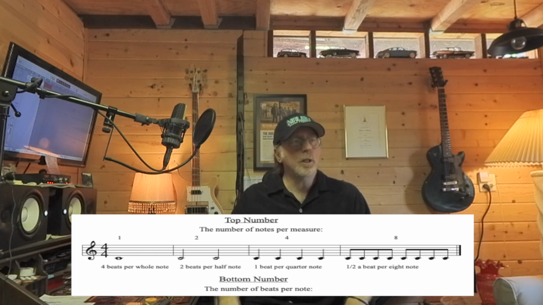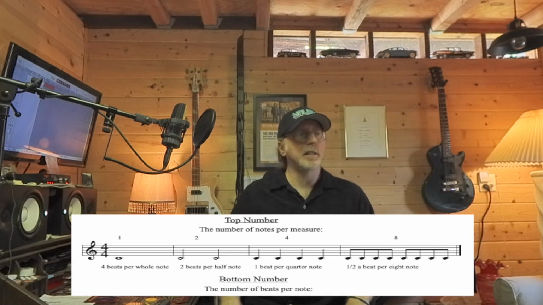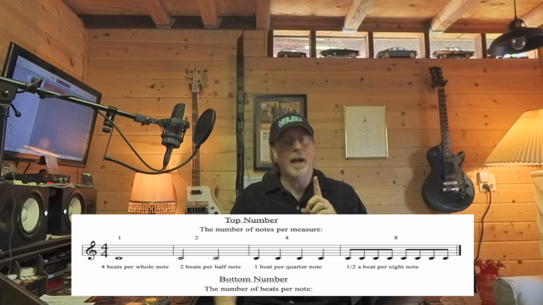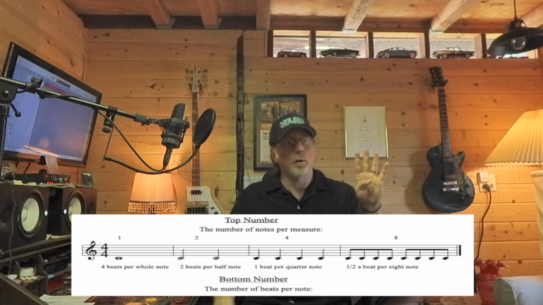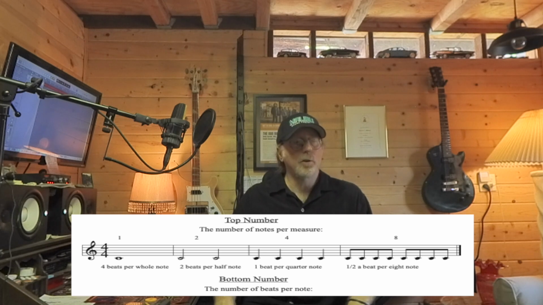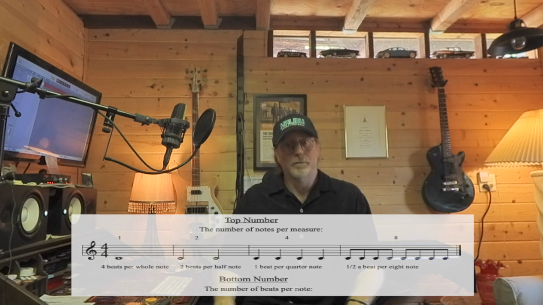Now, the bottom number represents the number of beats per note, not per measure, but per note. The whole note, we know, gets 4 counts or 4 beats. Each half note gets 2 beats. Each quarter note gets 1 beat. And each eighth note gets half a beat. So if you look at the numbers, 4 on the whole note, 2 on the half note, 1 on the quarter note, and a half on the eighth note. In that case, the numbers are going down, right?